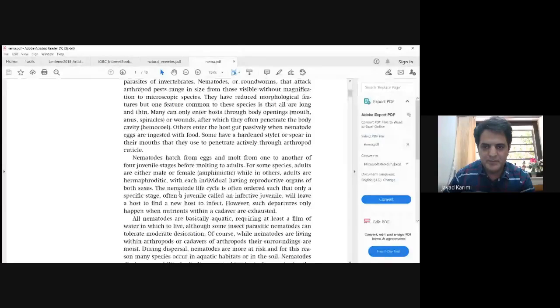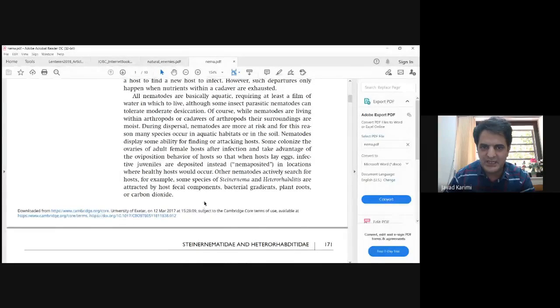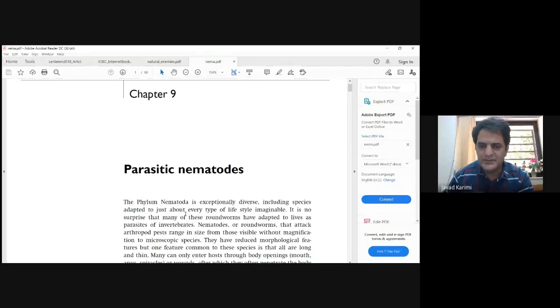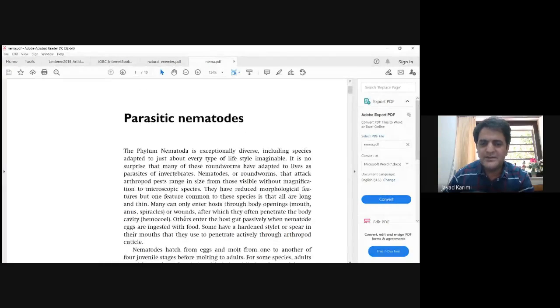This is the chapter of the book. Chapter 9 is about parasitic nematodes. You know that nematodes are a group of invertebrates. We have some types of nematode which act as pests, like Meloidogyne or Heterodera. But so what?